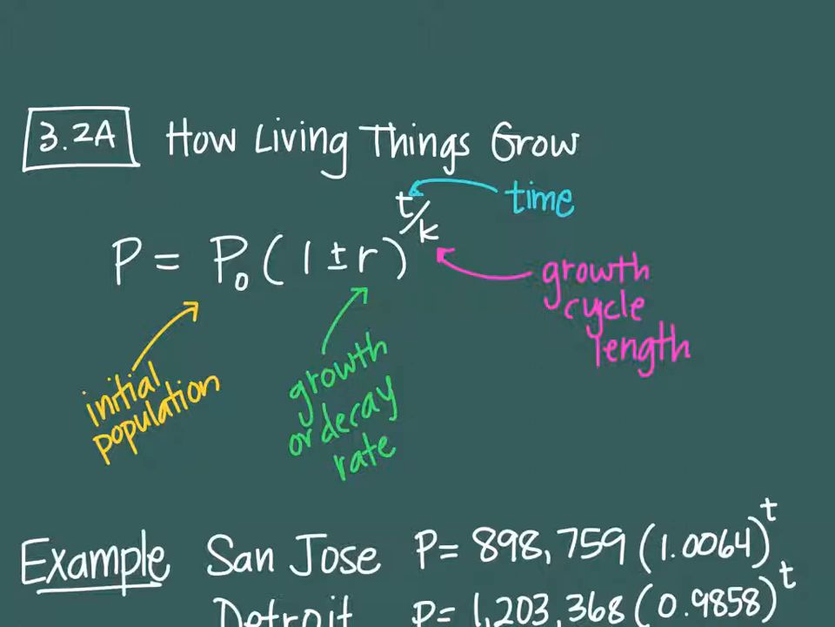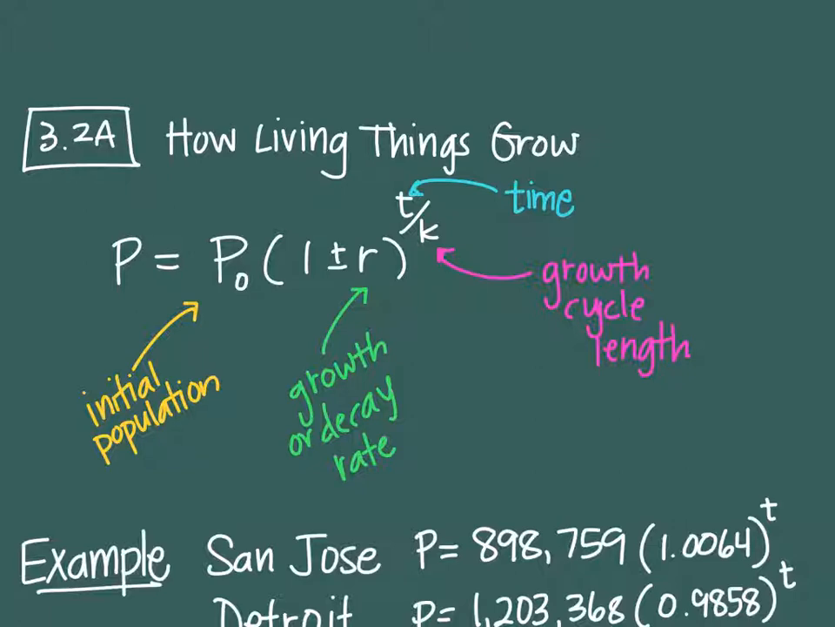So the r for San Jose is 0.0064, which is 0.64%. Remember with percentages, you move the decimal 2 places. So that's in San Jose. So he's right, it is a growing city. Its growth rate is 0.64%.